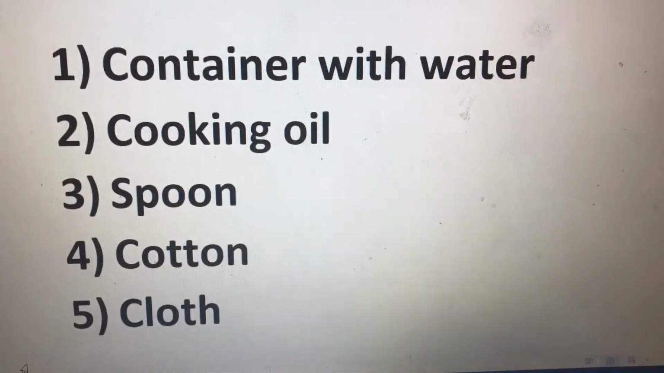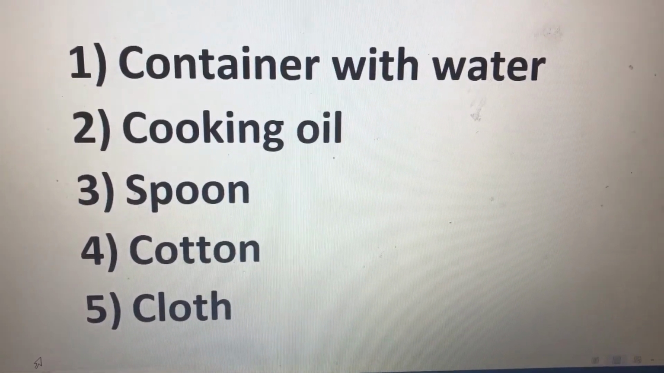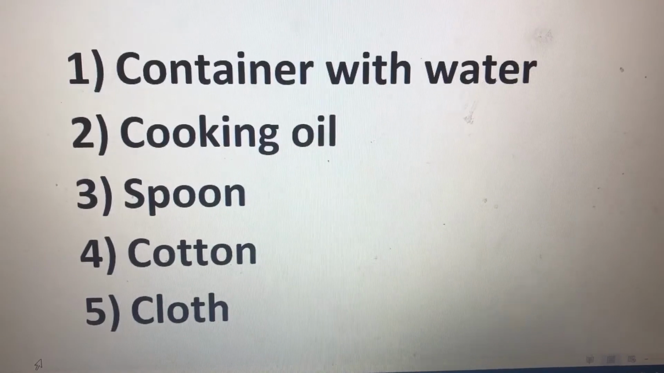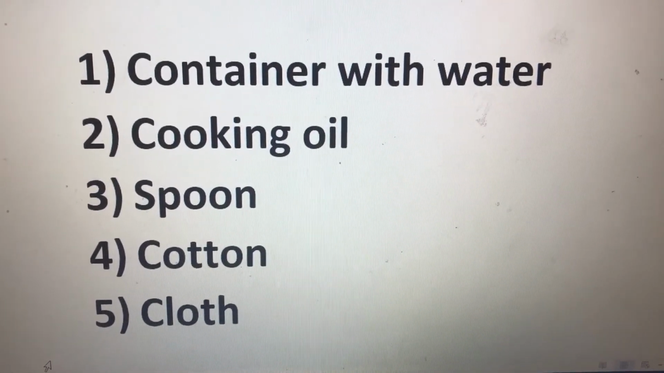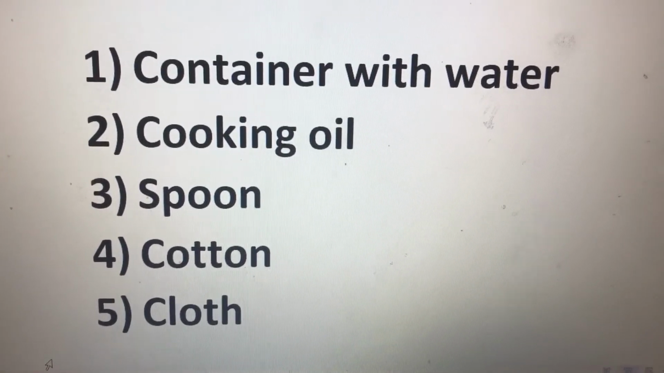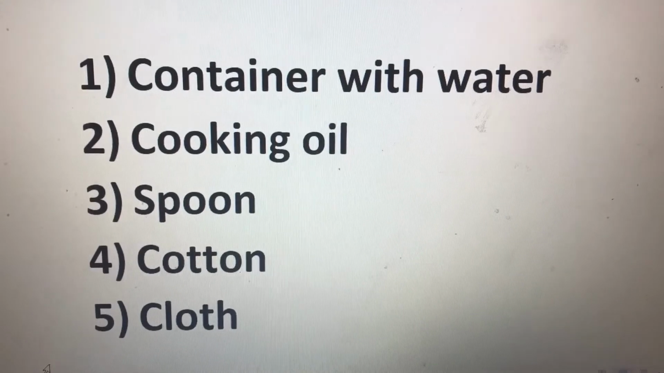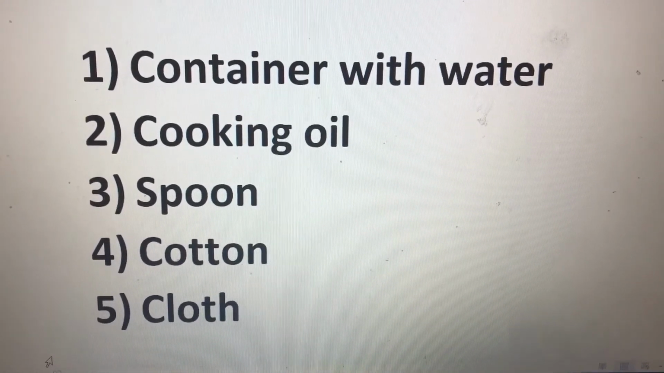We're going to need a list of things. Let me show you what we are going to need for this. So you are going to need a container with water, some cooking oil, not a lot, one spoon, some cotton, and a piece of cloth. Okay? Container with water, cooking oil, spoon, cotton, and cloth.